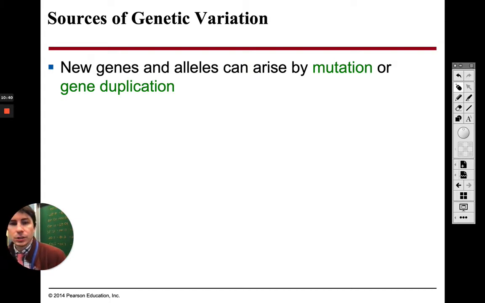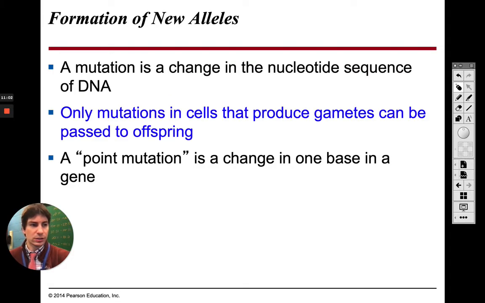Okay, so new genes and alleles can arise by mutation or gene duplication. We already went through the mutation one. Gene duplication, same thing there, guys. We have a chromosome or a string of DNA. We have duplicated that, so it's still kind of a mutation, and we can actually have new alleles come about because of that.